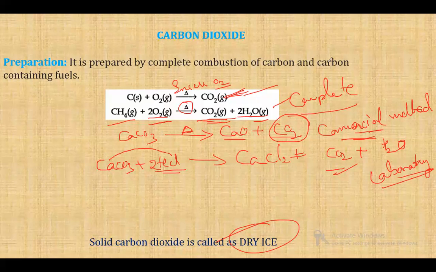Next, we'll see the properties of carbon dioxide and its structure. It is a colorless, odorless gas, and slightly soluble in water.